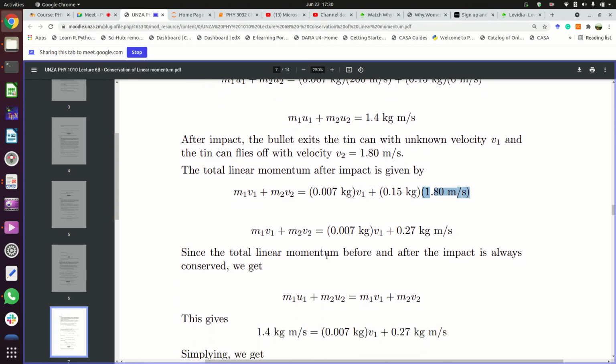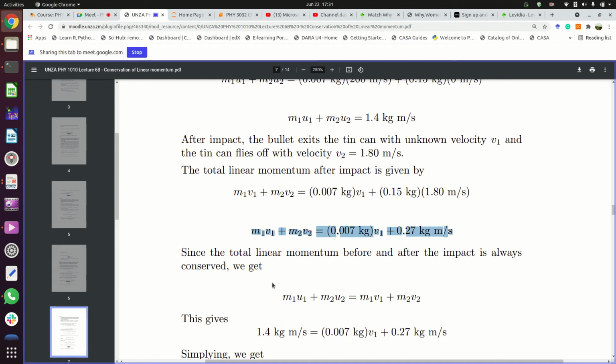When we work this out, we end up having a total linear momentum after impact of 0.007 kgs v1 plus 0.27 kgs meters per second. So this is what our total linear momentum is going to be after impact. Up here, we have the total linear momentum before impact. Then here we have the total linear momentum just after the bullet strikes the can.